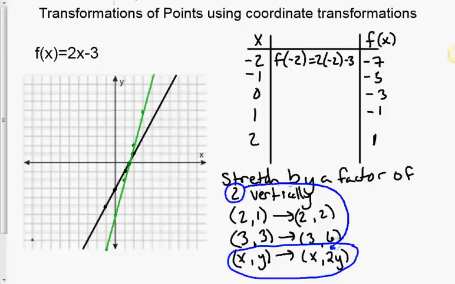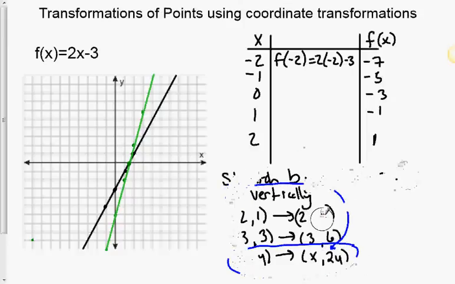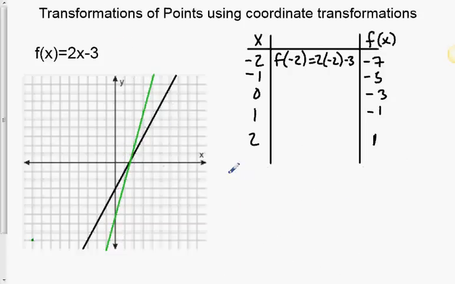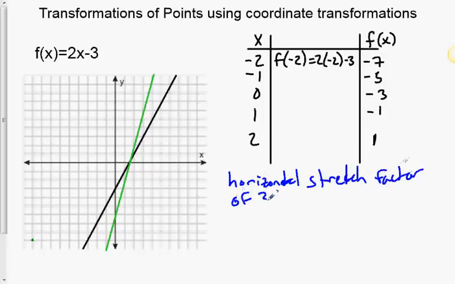Now if we're taking a look at a horizontal stretch, we're going to get a very similar thing happening. So let's take a look at that for a second. We can get rid of this. I'll leave the vertical stretch by a factor of 2 on there for a moment. Let's take a look at a horizontal stretch. And just to mix it up, we'll do that by a factor of 3.